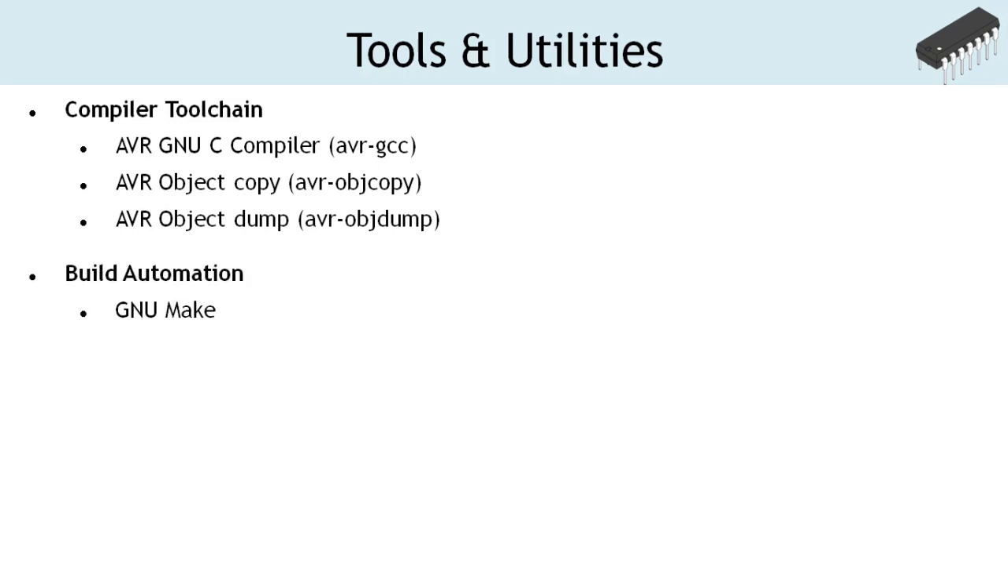GNU Make is used to automate the build process. It saves us from remembering and typing long and complex commands every time we build our software project. Tools like AVR GCC, AVR objdump, and AVR objcopy will be used in the Makefile to automate the generation of various file types. The AVR programmer, AVRDUDE, is used to flash the AVR microcontrollers. Again, this tool is used in the Makefile to automate the flashing step.